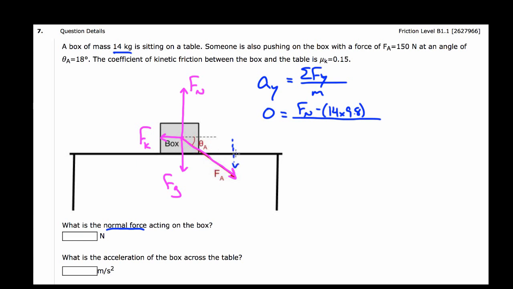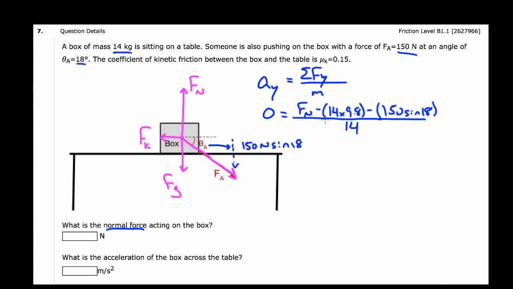And then minus this component. This Fa has a downwards component. How big is that going to be? And it's going to be negative because it points down. Well, Fa has a size of 150. So this hypotenuse is 150. That means this side, if you do the trigonometry, is going to be... look, here's my angle. This is opposite of that angle. That means it's 150, the hypotenuse, times sine of this angle, and that angle it says is 18 degrees. So minus 150 sine of 18 degrees. We divide by the mass, 14 kilograms.